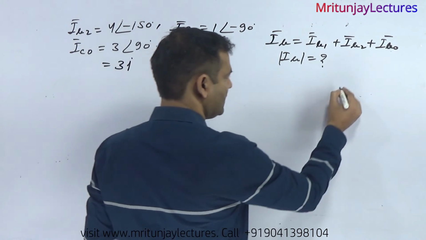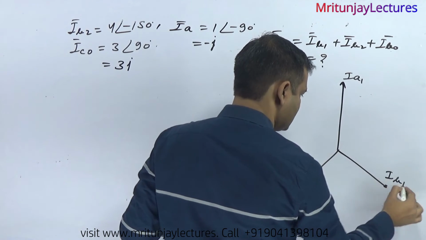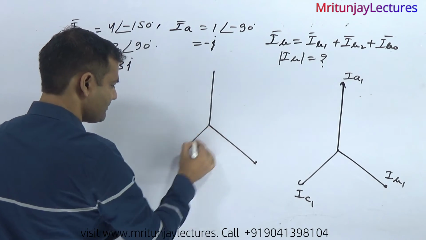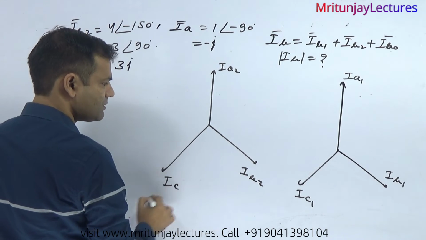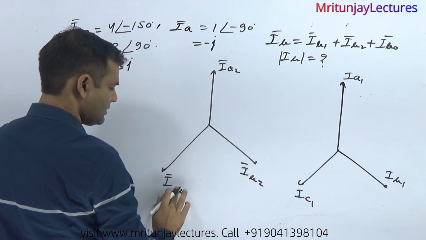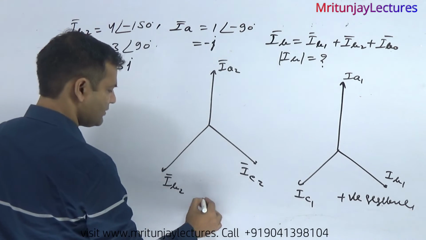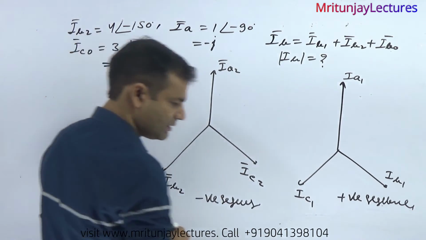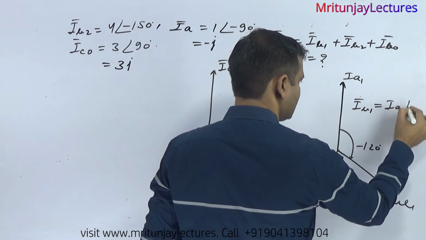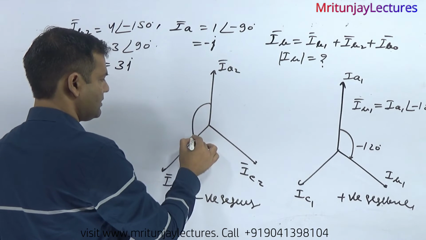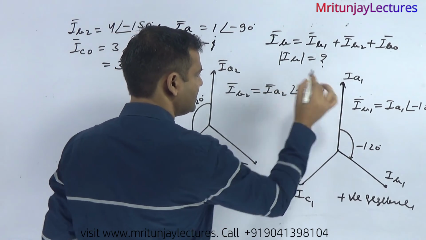If you draw the positive sequence components IA1, IB1 and IC1, and the negative sequence components IA2, IB2 and IC2, then in the positive sequence the rotation is -120 degrees, so IB1 is written as IA1 at the angle -120 degrees. In the negative sequence it is plus 120 degrees, so IB2 is written as IA2 at the angle plus 120 degrees.